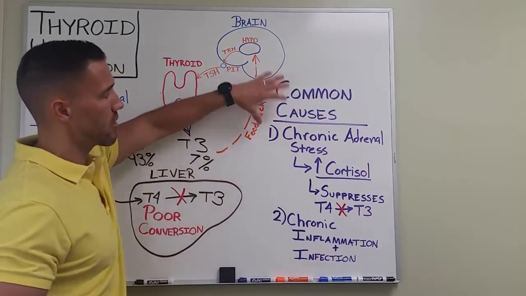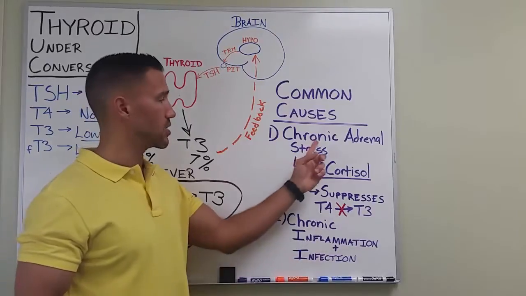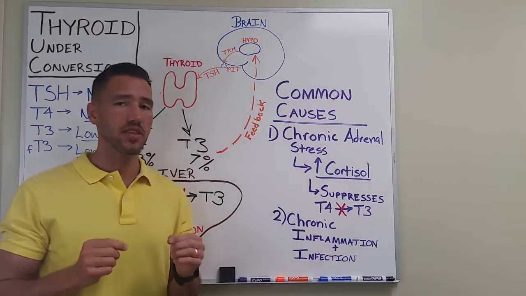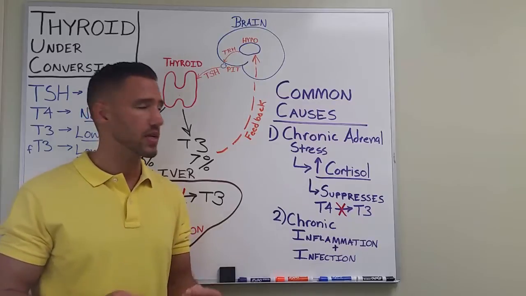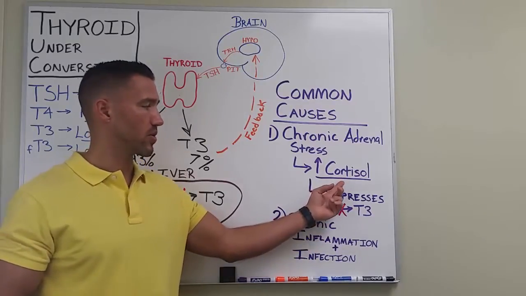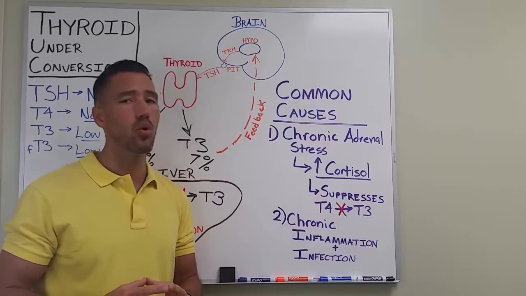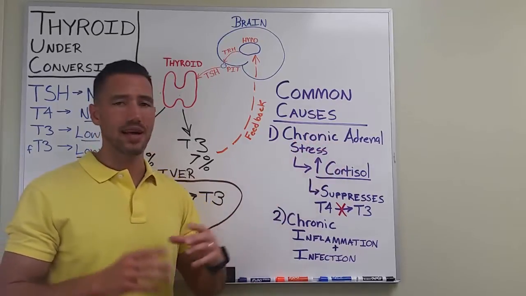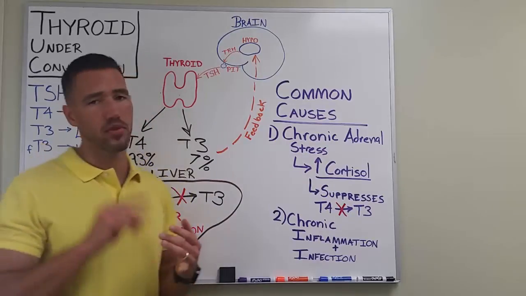One of the most common things is chronic adrenal gland stress. The adrenal glands sit on top of the kidneys. They produce hormones called catecholamines, and the primary hormone you're going to see secreted there is cortisol, your stress hormone. So if you have chronic adrenal stress. Now, adrenal stress typically comes from three things.